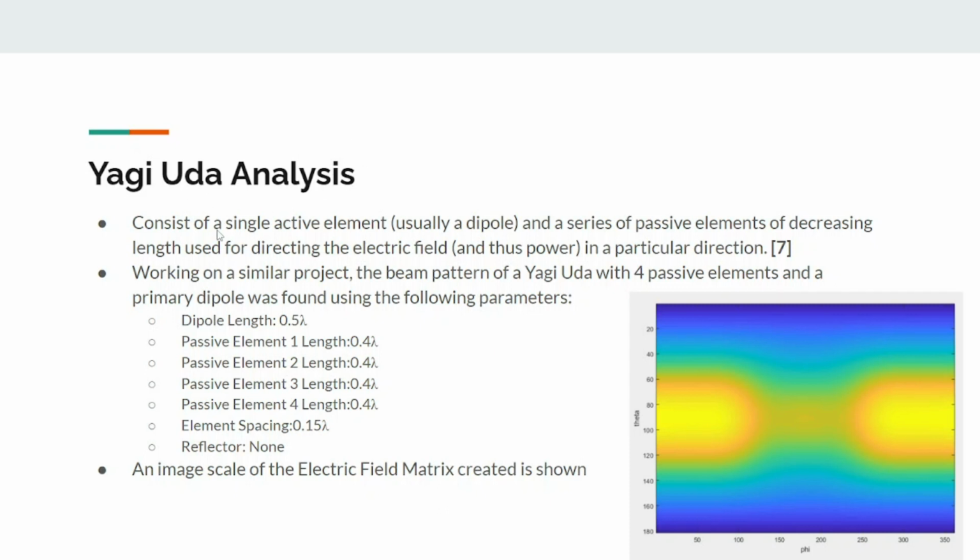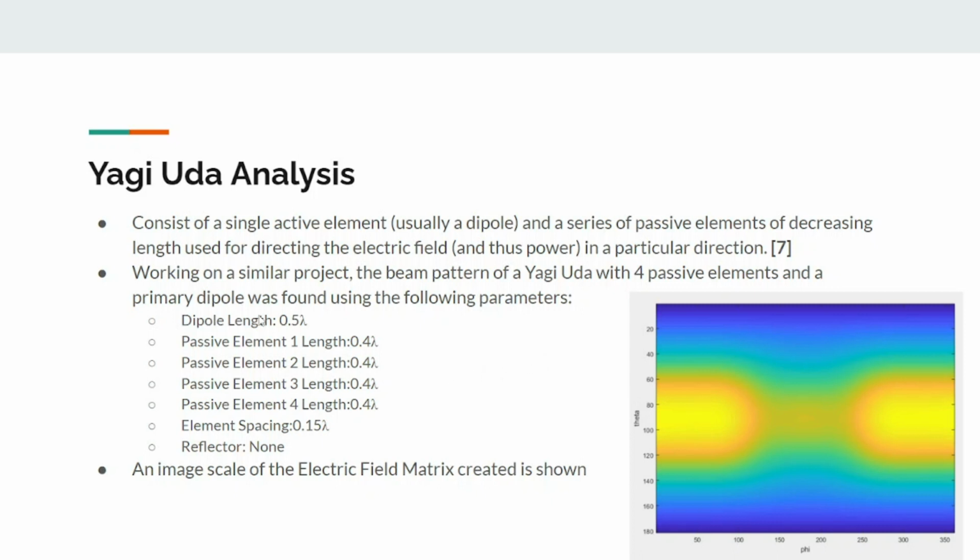So my Yagi-Uda analysis. A Yagi-Uda consists of a single active element and then a series of passive elements. Only the active element is being applied with the voltage signal that corresponds to the message signal we're trying to transmit. So this right here, when I did my analysis, is my electric field vector, or matrix rather. The orange, or more yellowish color, is the intensity. So it's more intense at around theta 90 and theta 360, around that area, or phi 360, phi 0. It'll be more concrete in the next slide.